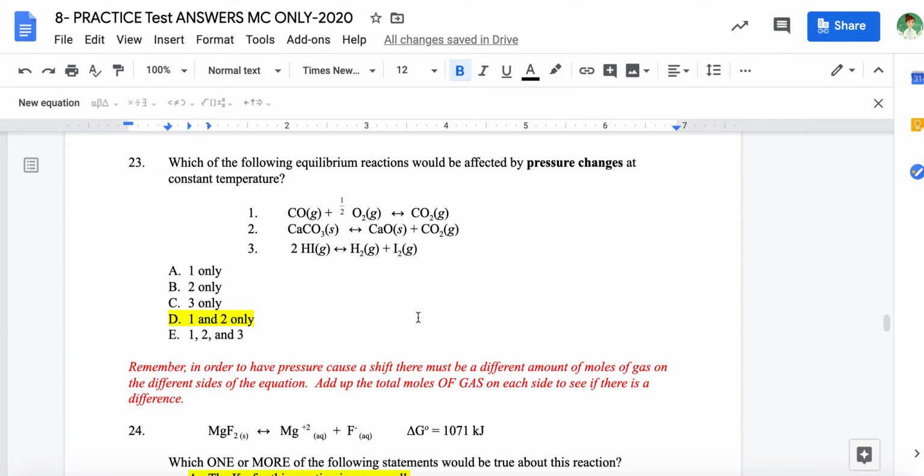Question 23 is about pressure changes. We mentioned earlier you have to have gases, which we clearly do in all of these reactions. But the other thing to remember is the moles of gas must be different on each side of the double-headed arrow in order to cause a pressure shift. And that's why 3 isn't going to work, because there's 2 moles of each gas present on each side.